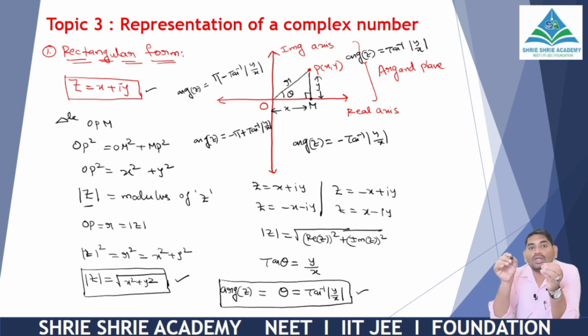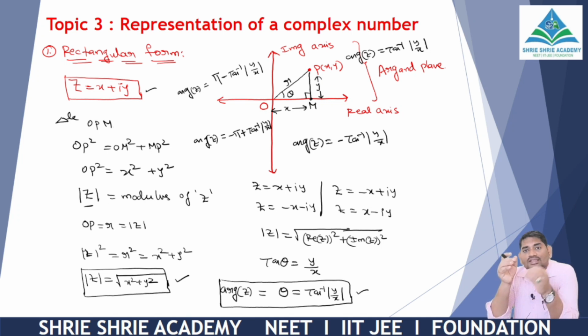So if the point P lies in either the first quadrant, second quadrant, third quadrant or fourth quadrant, there is no change in the modulus. Modulus is the same, but there will be a change in the argument. Why? Because there is a change in the angle. If the point P lies in the first quadrant, now we have some angle theta.